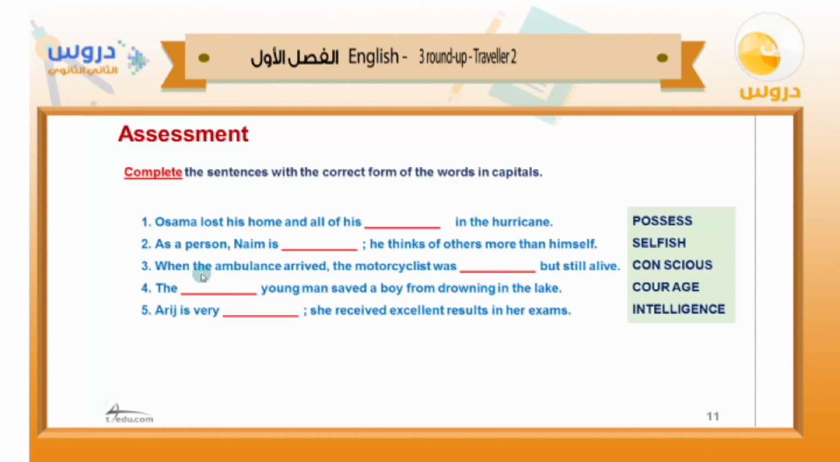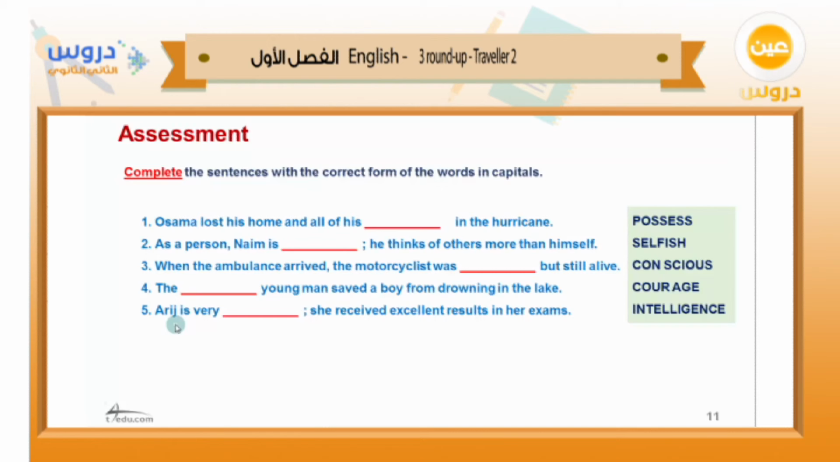Number 4. The courage young man saved a boy from drowning in a lake. The courage man, courage is a noun, so we need an adjective to describe the man. The adjective from courage is courageous. So the courageous young man, what? He saved the boy from drowning in a lake. So we change courage, which is a noun here, into an adjective, so it becomes: the courageous young man saved the boy from drowning in a lake.